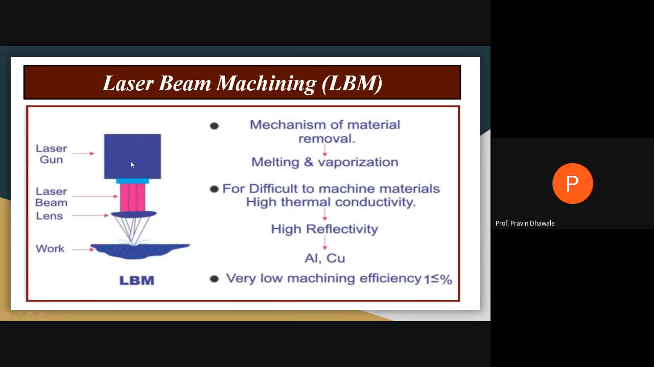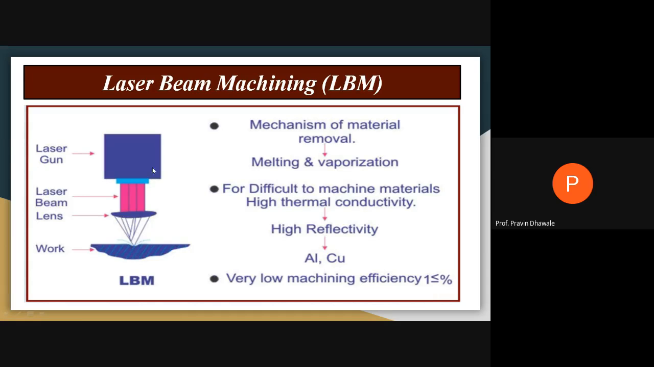If you consider the block diagram or setup of laser beam machining, this will be the laser gun. This will be the laser beams. And by using this lens, all these beams get concentrated at one point on a workpiece. When this high velocity laser beam strikes at one particular point, heat is generated, and because of that heating, melting and evaporation take place at that spot, which is responsible for removing the material from that location.